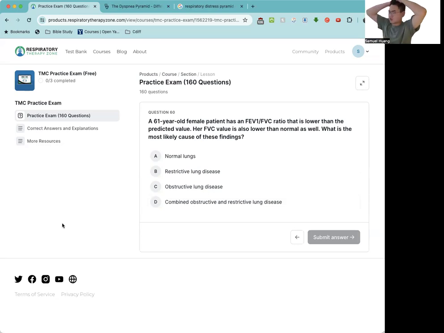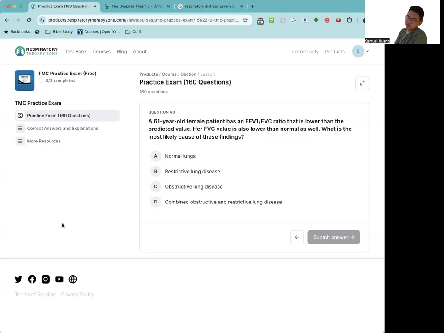So FEV1, FVC lower than predicted, making an obstructive pattern. FEV1 is usually less than 70%. The ratio is less than 70. FVC is lower than normal. But FVC is more of the lung capacity. In obstructive disease, your FVC should be very, very high because you're obstructed. You can't breathe out, so your vital capacity, which is how much is in the lungs, includes your expiratory residual volume. So you should have increased residual volumes in obstructive disease.